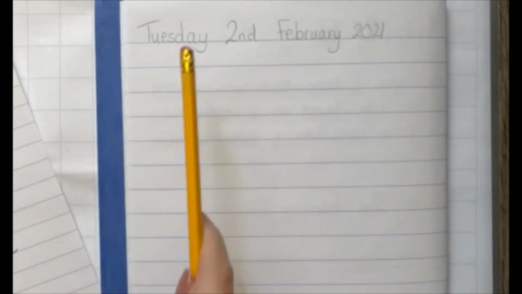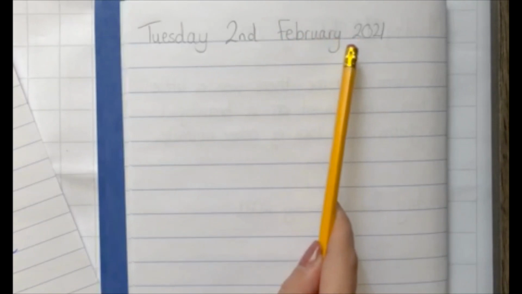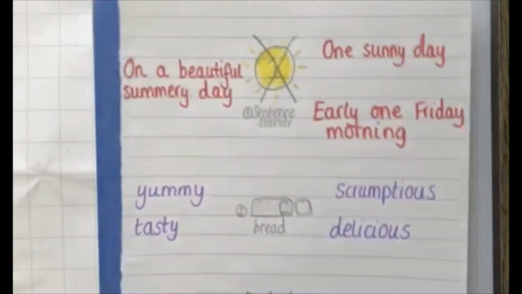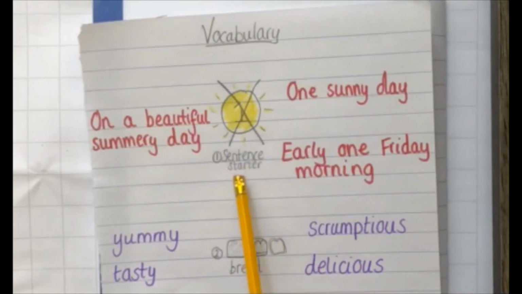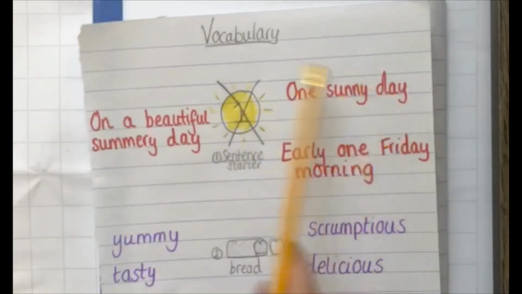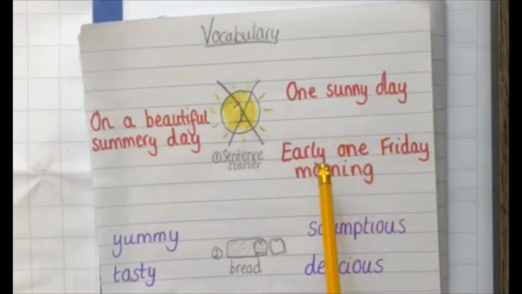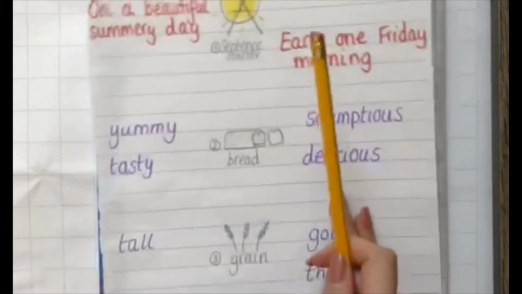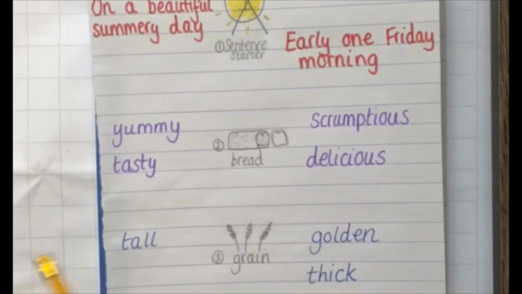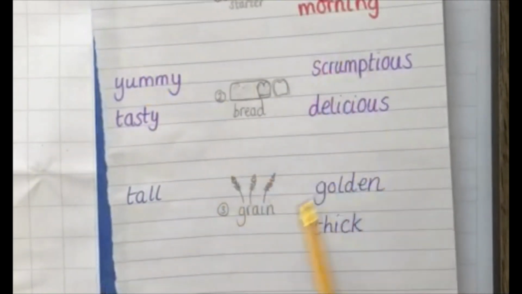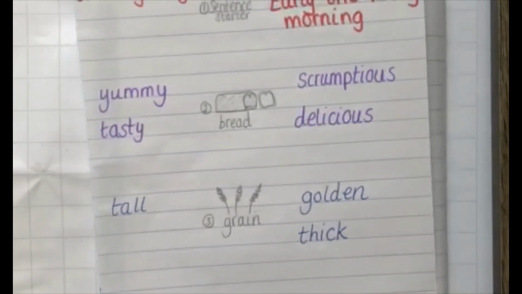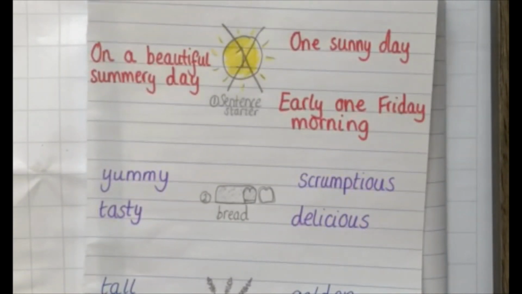I've written my date at the top, Tuesday the 2nd of February 2021. Now it's really important that I have my list of vocabulary that I'm going to use today. First you have your sentence starters. Here I have 3 options: one sunny day, early one Friday morning, on a beautiful summery day. Next I have my adjectives for my bread: scrumptious, delicious, yummy, tasty. And 3, I have my adjectives for my grain: golden, thick and tall. So I will be using them to write my build up today.